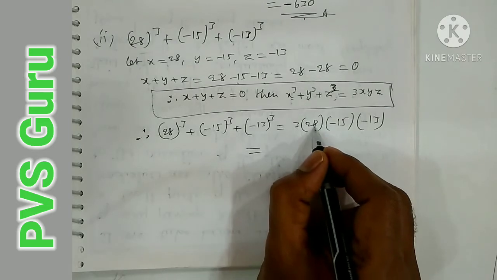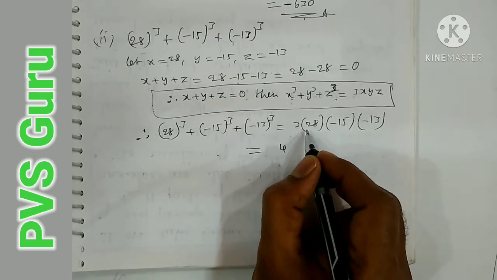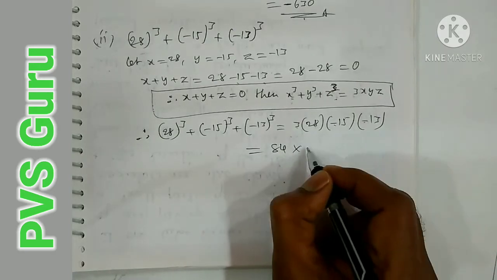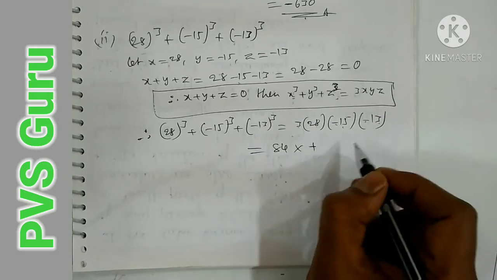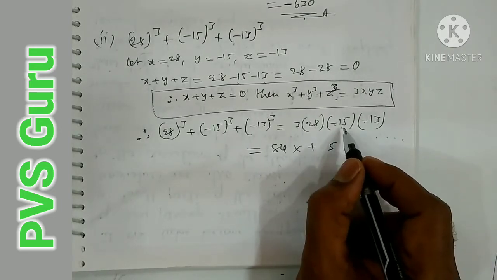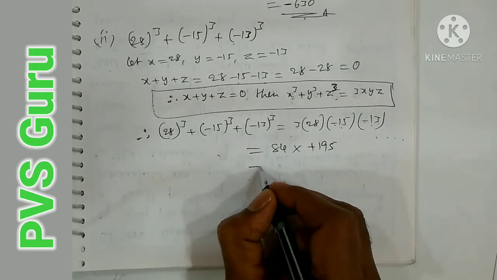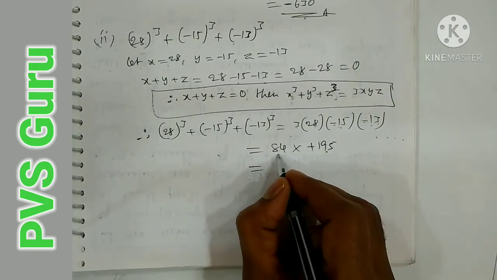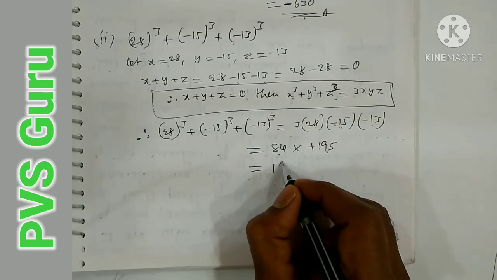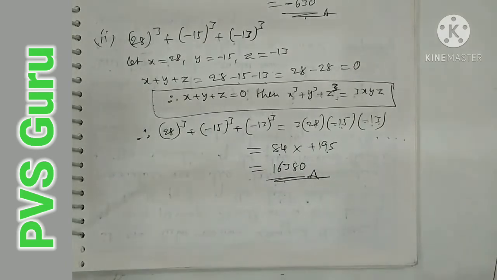This is equal to 3 into 28. 3 8s are 24, 3 2s are 6 plus 2 is 8, so 84. Into minus plus, 15 3s are 45, 15 ones are 15 plus 4, 195. So 195 into 84. By multiplication we get 16,380. This is the answer.